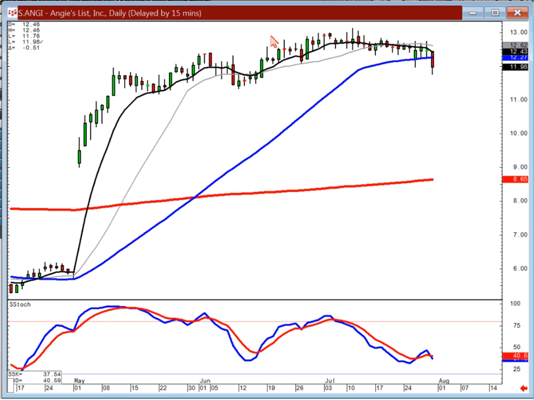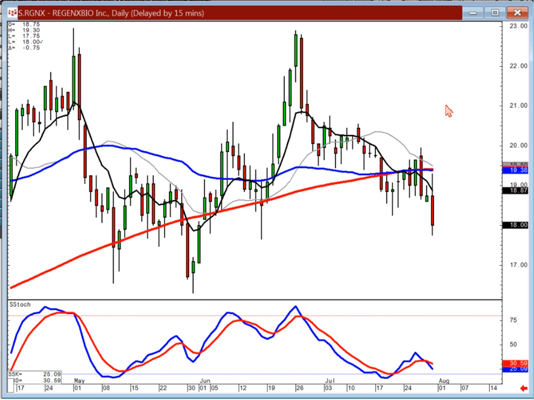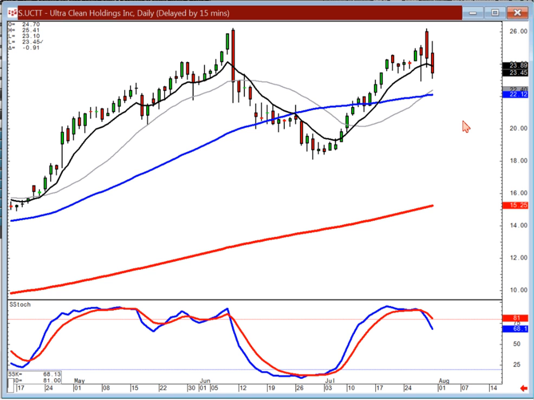Here's another dumpling top on Angie's list. If this opens lower, start watching for a breakdown. And RGNX, you can see the bearish engulfing. Doji sandwich. First target, I would suspect down here somewhere. Again, you're looking at charts where the probabilities right now are starting to set up to where things might be moving lower. This is ultra clean.